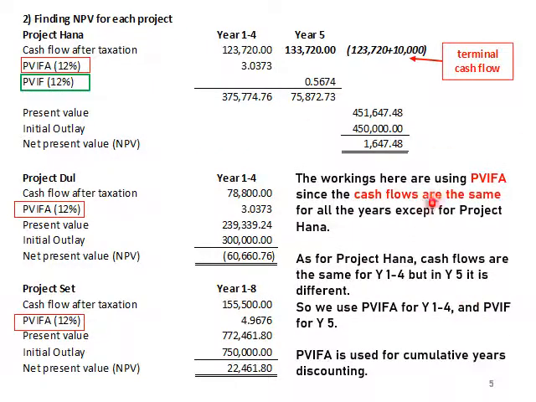Okay, if you note that the workings here are using PVIFA, since the cash flow are the same for all the years except for Project HANA in year 5. Untuk Project HANA, the cash flow are the same for year 1 until year 4, but in year 5 it is different. So kita guna PVIFA untuk year 1 until year 4 and PVIF for the year 5. PVIFA adalah digunakan untuk cumulative years discounting. So that's why dia difference. Okay, so I have prepared an alternative solution untuk this question. So let's look at it.